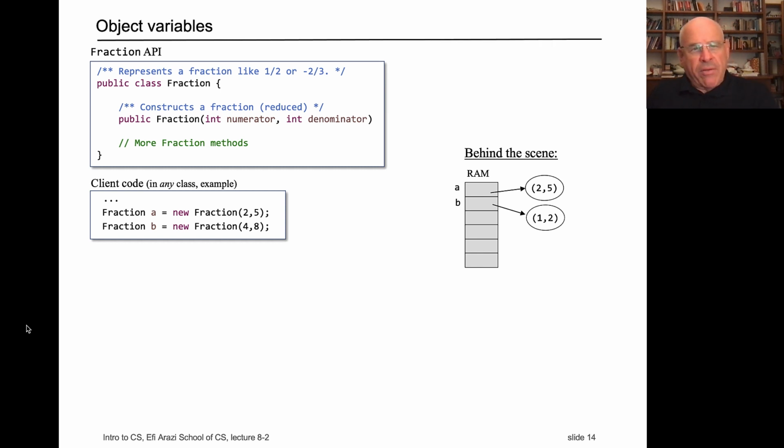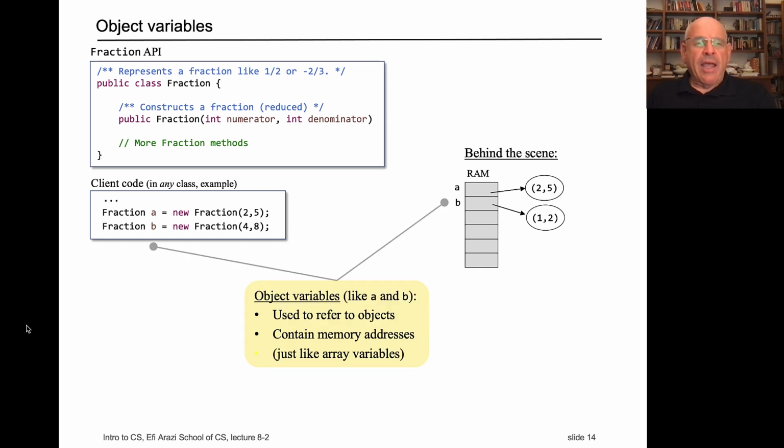Now let's talk about something new in this course, which is called object variables. a and b are two object variables. They are used to refer not to concrete data like 17 or 19, but rather they refer to objects, and as such, they contain memory addresses, just like array variables.